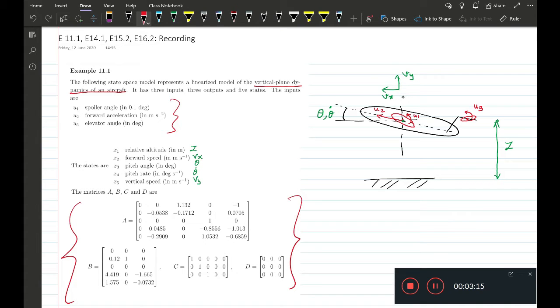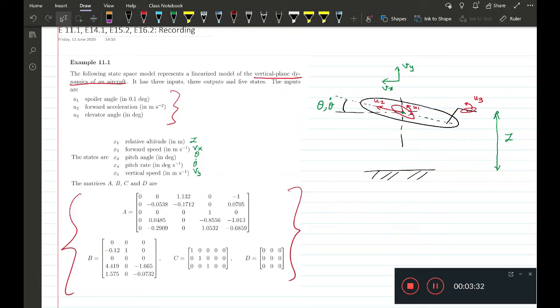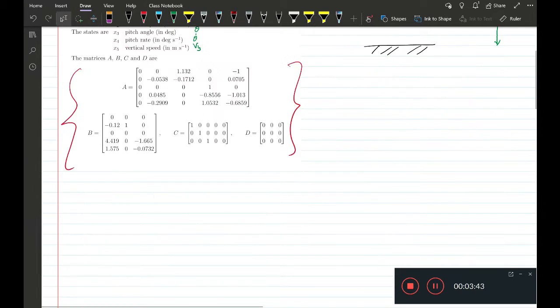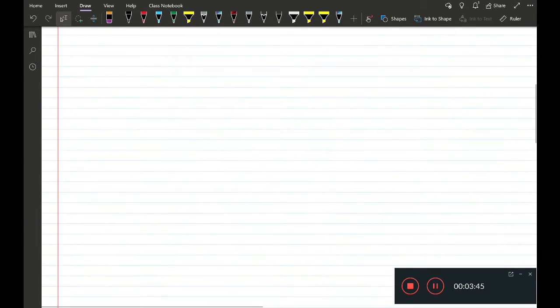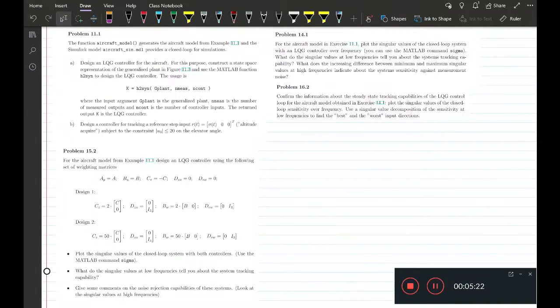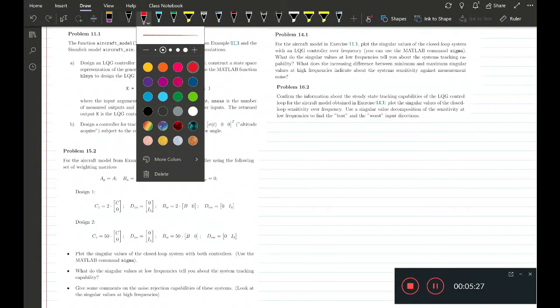Now beyond this we will not go into the details of the physics, but if any one of you has a good derivation, I'd be happy to understand this from you so that we could include it in the next year and so on. So we're given this model. Now let's have a look at problems 11.1, 14.1, 15.2 and 16.2 together, and let's see what they are saying. So here you see the problems on the screen. Now let's have a look at what these problems are asking us to do.